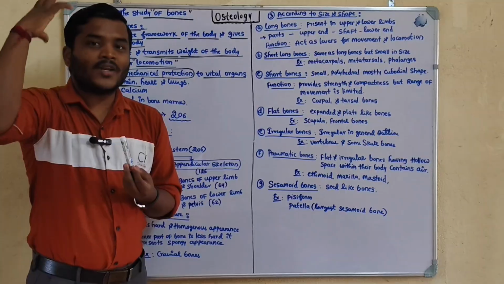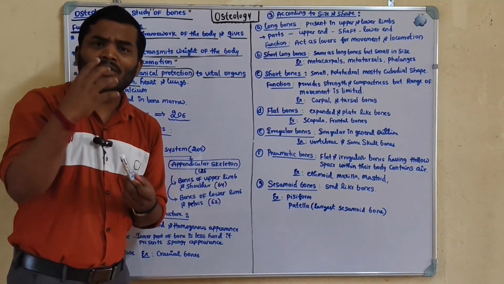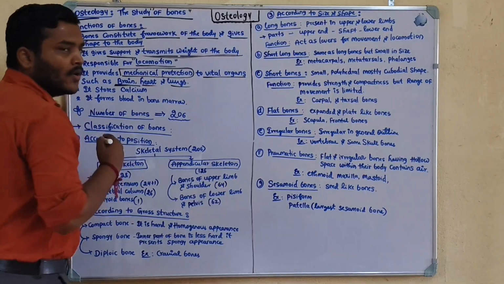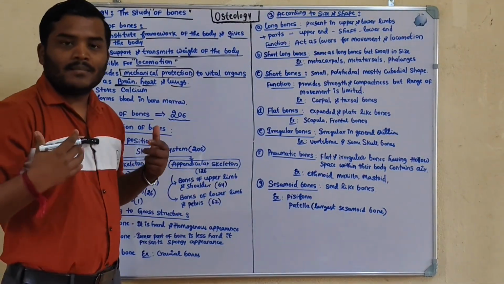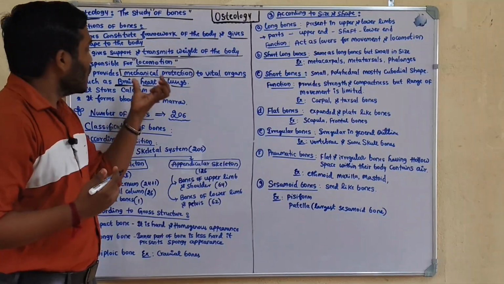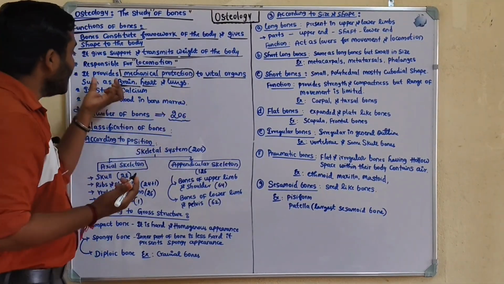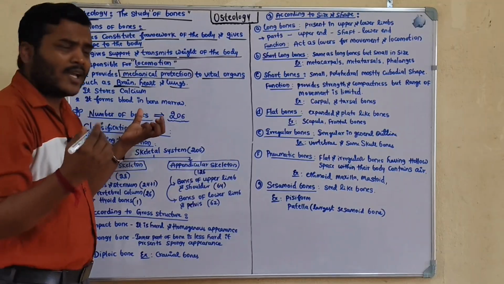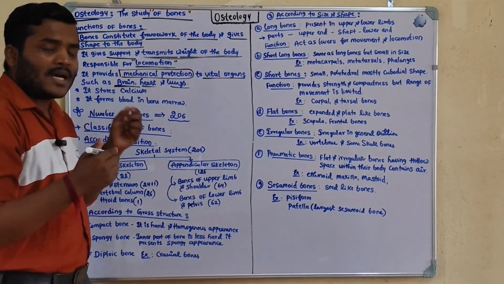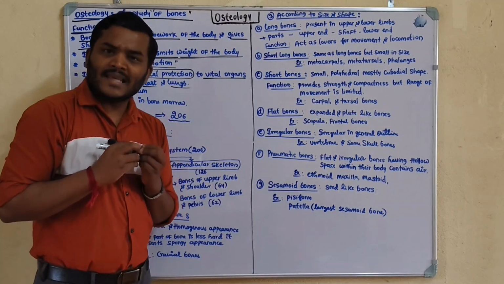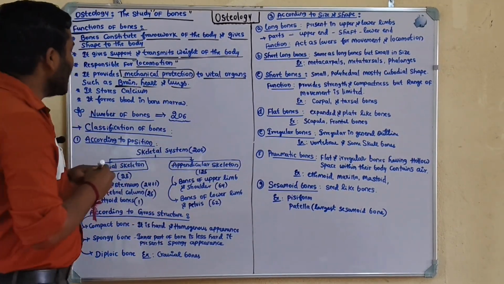Cranium is the protecting bone of the brain. And heart and lungs को कौन protect करता है? Ribs, meaning thoracic bones. Thoracic bones protect the heart and lungs. Like that, cranium protects the brain from injury. These bones also provide mechanical support to the vital organs like heart, lungs, and brain.